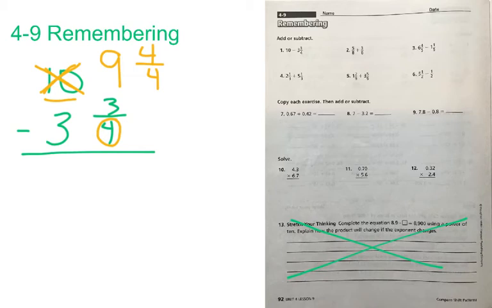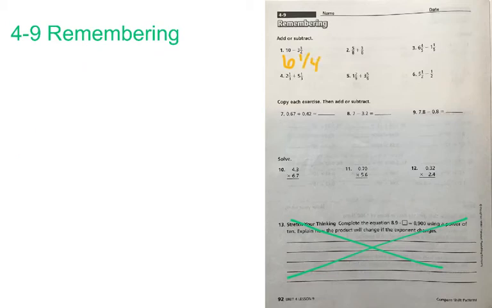Now we can subtract our 3 3/4 straight from that. 4 minus 3 is equal to 1. Your denominator of 4 remains the same. 9 minus 3 is equal to 6, and your answer is 6 1/4.